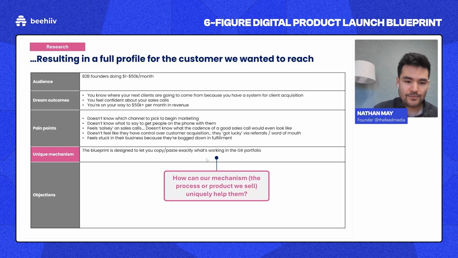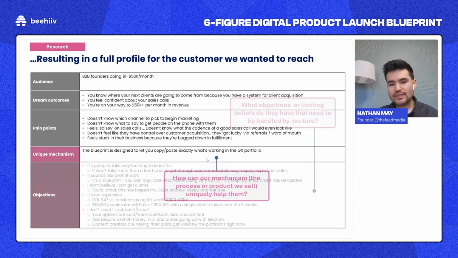And so for us, our product was called the B2B Blueprint. It was $47. And it was designed to basically let you copy and paste what was already working in Jesse's various portfolio companies. So he has a company called Gateway X. They own a company called Growth Assistant that's doing like $17 million in ARR. He sold a company before. They have a company called Ox Insights that's doing well into the seven figures. So he's had a lot of success in B2B, and he has valuable things to say, right? He's been doing this for 15 years. And so that was our unique mechanism.